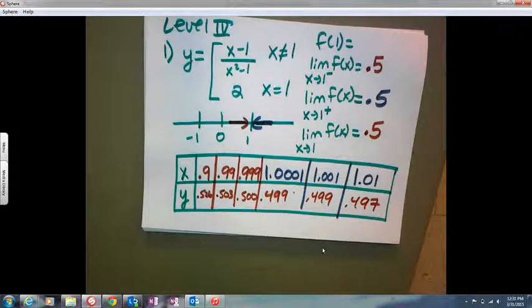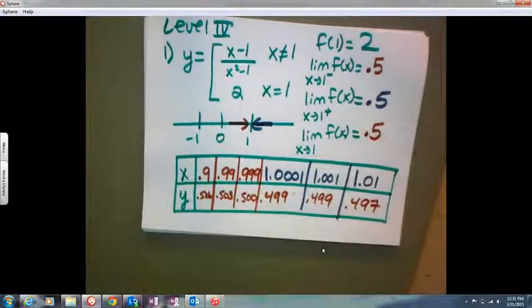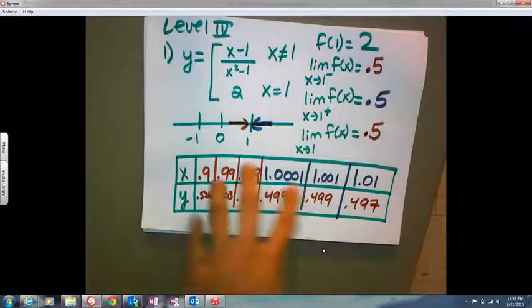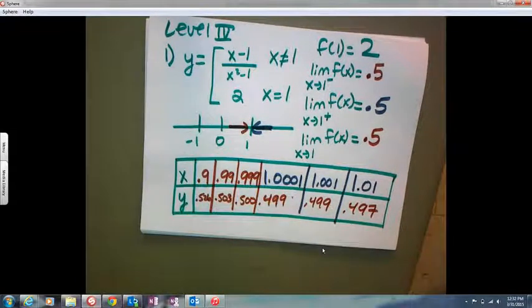Before I do another problem, I want to stop here and see if there are questions. How did I get the f of 1 equals 2? Good question. Look at our piecewise function. This says any. Questions? Okay, let's continue on, please.